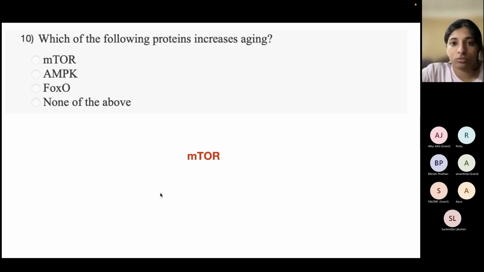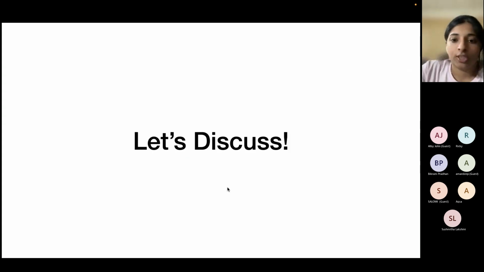So in this question, the answer is mTOR, and it is a protein that regulates multiple pathways of the cell. However, when it is activated, then the cells start accumulating damaged organelles and damaged proteins, ultimately leading to increased aging. So that is all from my side.